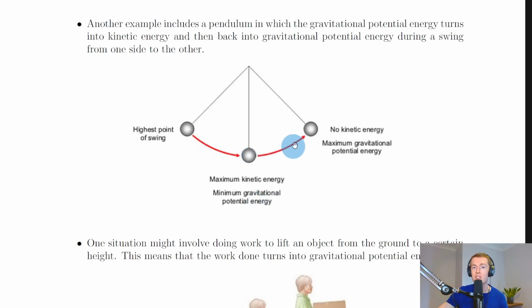As the ball continues to move up to the other extremity of the swing, up to this point, again we can say it's got no kinetic energy once it comes to a stop, but it does have maximum gravitational potential energy again. So as the ball swings through this motion, it's going to just go back and forth between these types of energies. Now, I'll just show you a quick simulation of this pendulum to help you understand it.